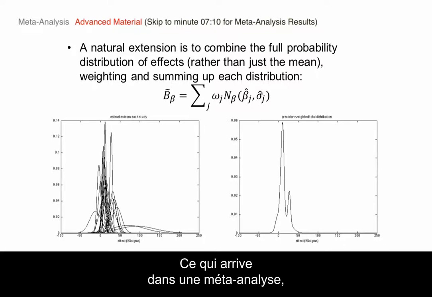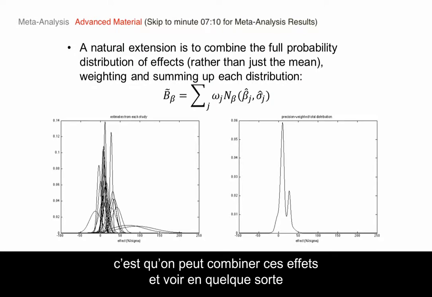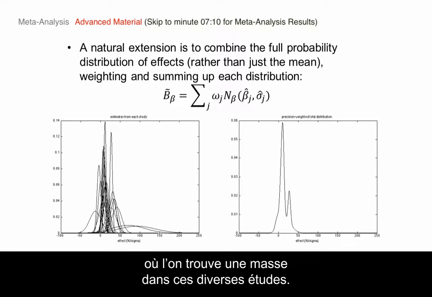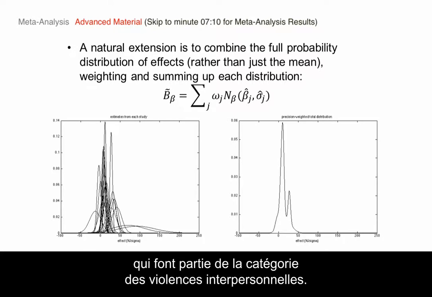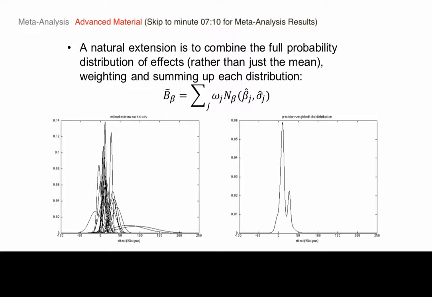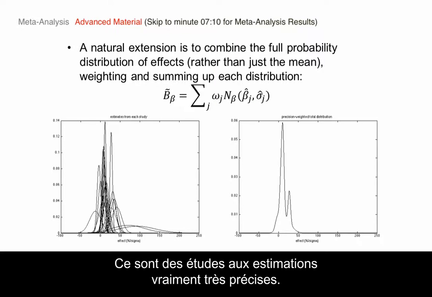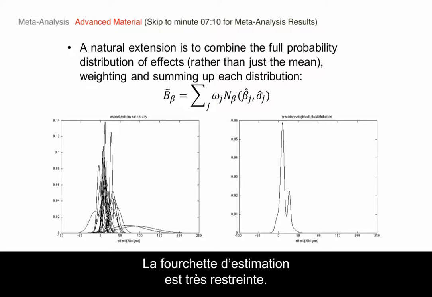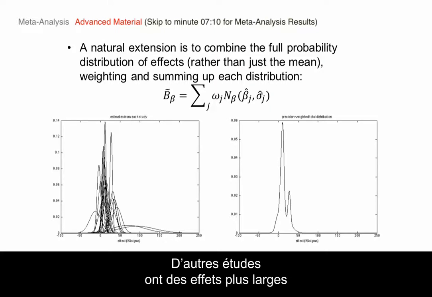One thing that folks do in meta-analysis is you can combine these effects and sort of see where there is mass across these different studies. So actually, in this case, this is the data that goes into the interpersonal violence case. There's a lot of studies with these small positive estimates. These are really precisely estimated studies, right? The range of estimates for these is very narrow. There's others that have larger effects that are quite imprecisely estimated.